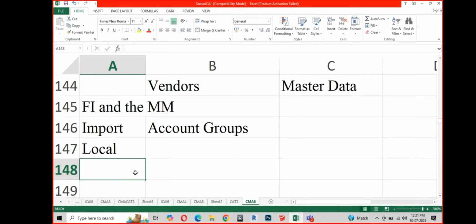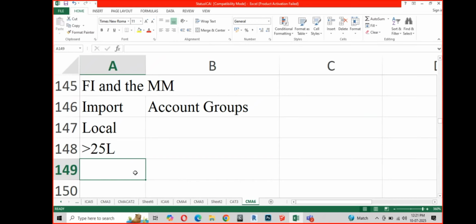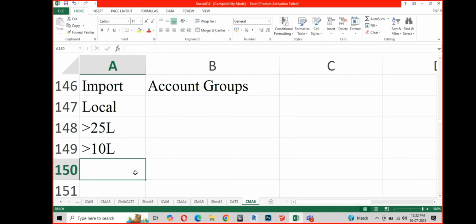Greater than 25 lakhs, greater than 10 lakhs and less than 25 lakhs. So between 10 lakhs and 25 lakhs is another group. Less than 10 lakhs is another group.